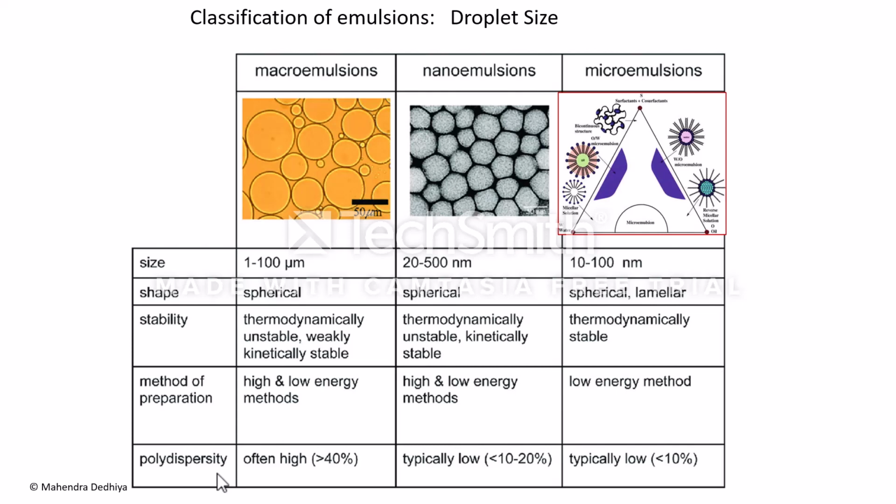Nanoemulsions are very popular in cosmetics and pharmaceuticals. They are spherical. They are thermodynamically unstable. That means they will eventually separate. However, their shelf life is much longer than macro or traditional emulsions. And their polydispersity, i.e., the globule size, is fairly uniform compared to macroemulsions.